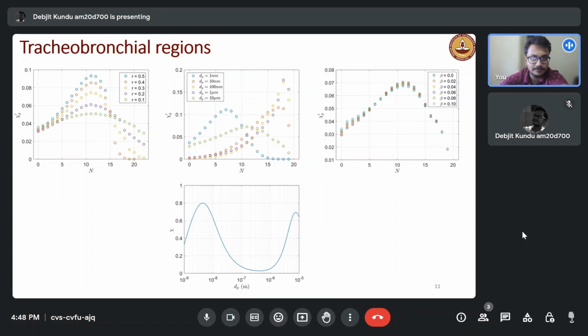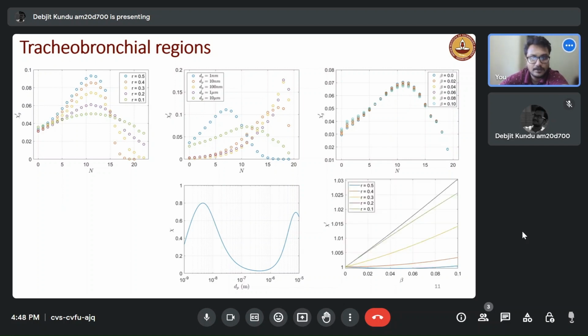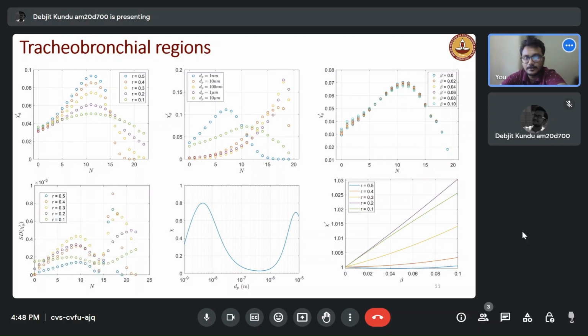which seems to increase the particle deposition in the upper airways and decrease that in the lower airways. The bronchoconstriction also increases the overall tracheobronchial deposition. However, the sensitivity is dependent on the value of R. Then we look at the variability in the regional deposition at each generation. So this figure shows the standard deviation of that regional deposition.